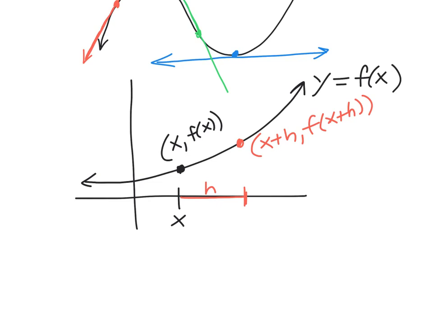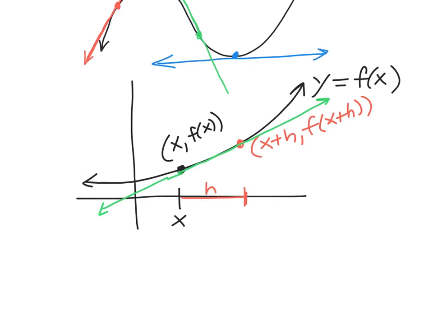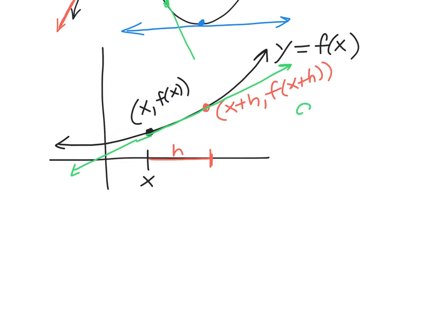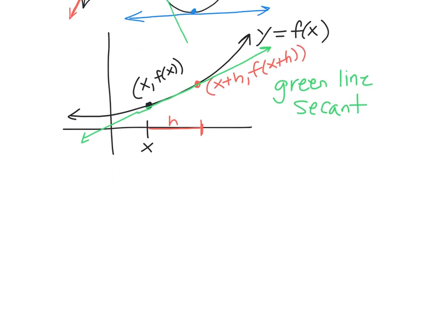Now I get this line, which isn't necessarily that good of an estimate yet. That green line I just drew is called the secant line. Not to be confused with your trig terms. Secant and tangent are trig terms, but they have nothing to do with trig here. I know they're the same name. So the green line is called your secant line.